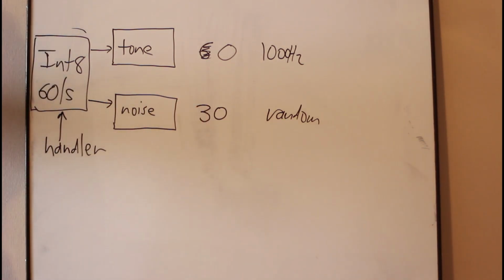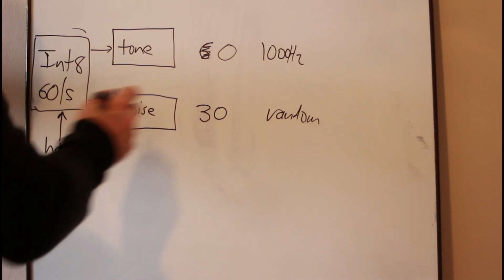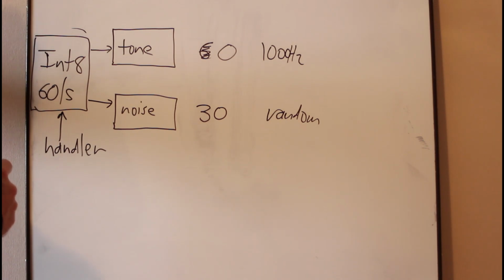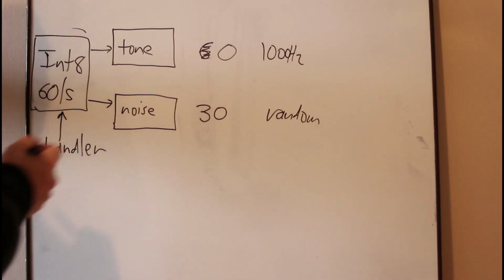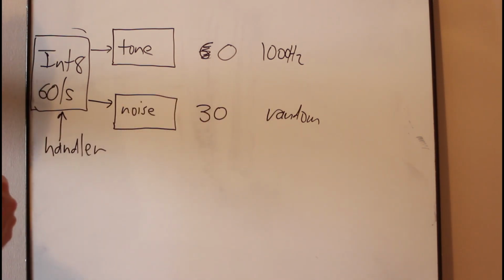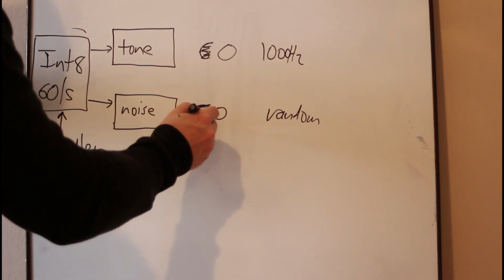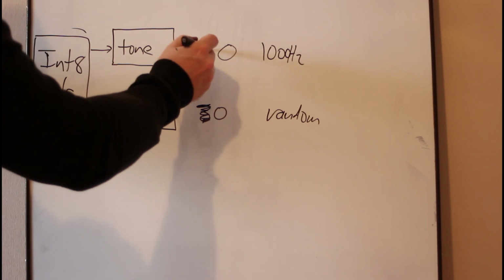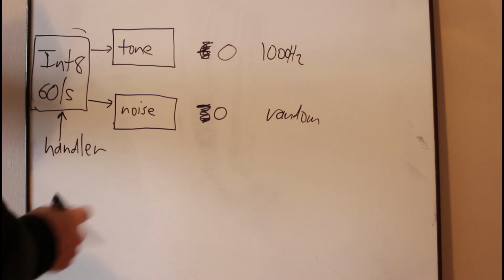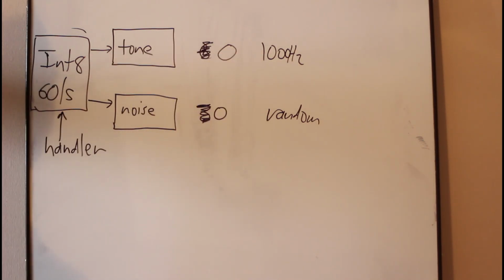So we'd have a value of 30 in the noise counter. And so what it's going to do here is that every 60th of a second it's going to decrease this counter and change the frequency to something random. And when that reaches 0, so both of them are 0, then it's going to just turn the speaker off altogether. So how do we hook all of this up?